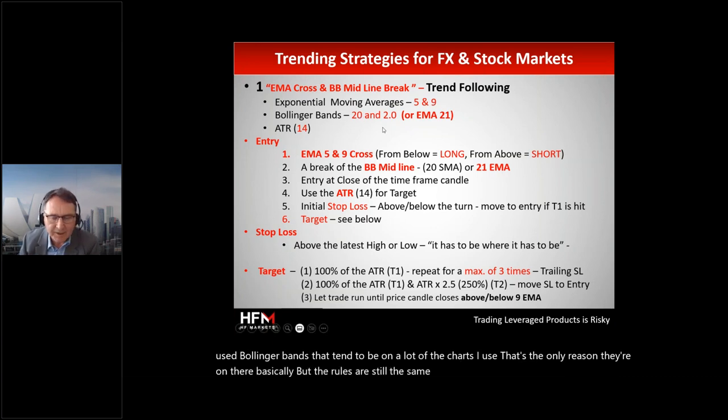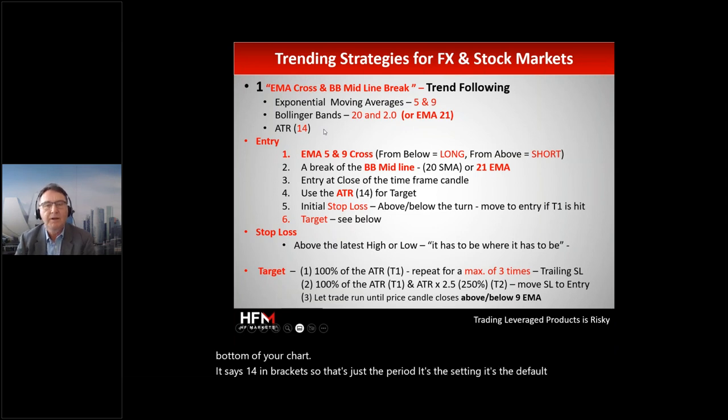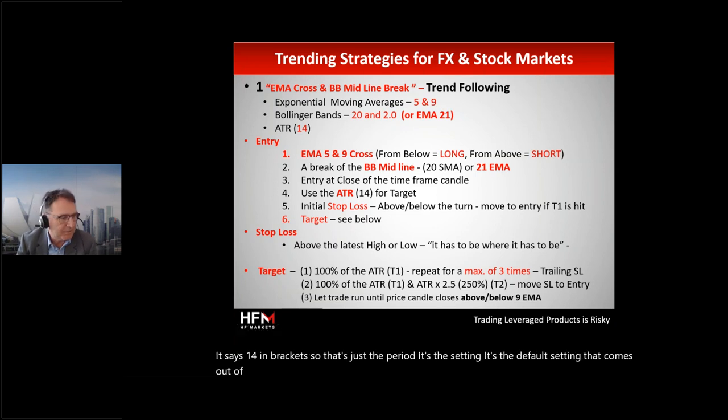And the other key thing for this strategy is something called the ATR. It's an oscillator that sits at the bottom of your chart. And it says 14 in brackets there. That's just the period. It's the setting. It's the default setting that comes out of the MT4, MT5 platform.